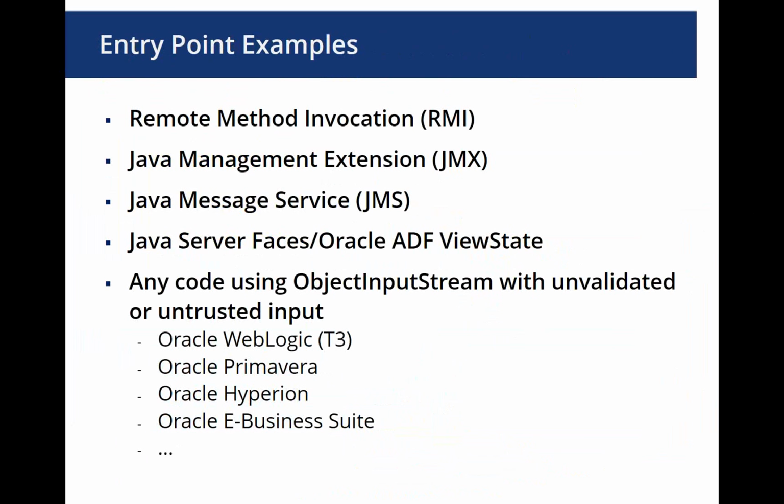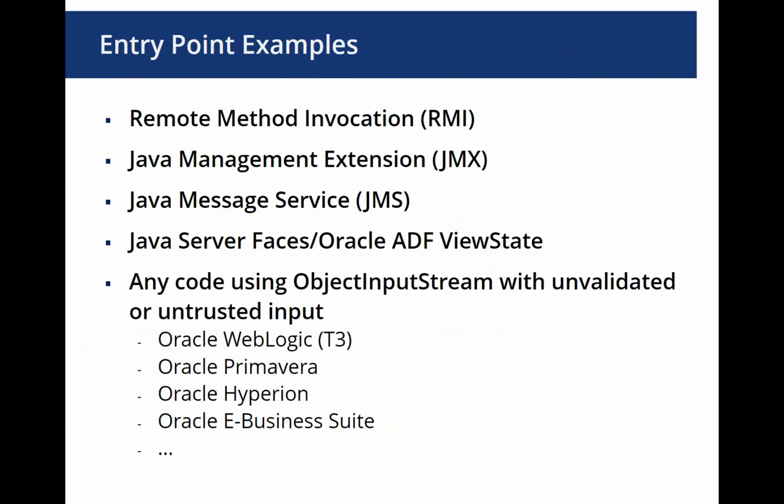There are many different examples of entry points. Again, the most damaging would be a web page, but there are Remote Method Invocation capabilities, Java Management Extensions, and Java Messaging Services. If you're using any kind of Java messaging services, those use serialized objects quite a bit. JavaServer Faces and Oracle ADF, so if you've got custom ADF applications, those use serialized objects for view state. And any code that's using ObjectInputStream with unvalidated or untrusted input is problematic.